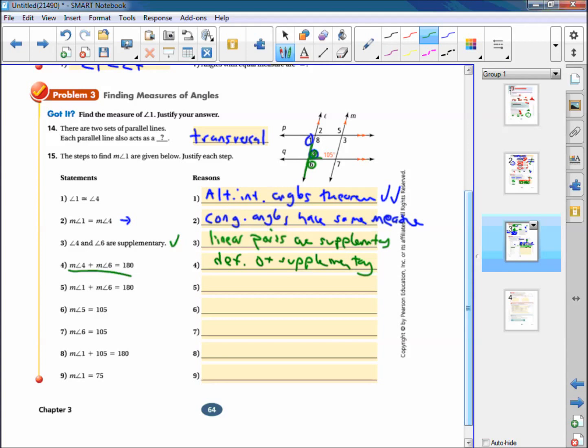Okay. Now, angle 1 and angle 6 add up to 180. Now, where does that come from? 1 and 6 are nowhere close to each other. Okay. So they're not same side interior, so they don't add up to 180. But what we do is we take, let's see, statement 2 and statement 4 and put them together. And you can see that 1 is the same as 4. Therefore, I should be able to do a substitution and replace 4 with 1 in that statement. So this is the substitution property.